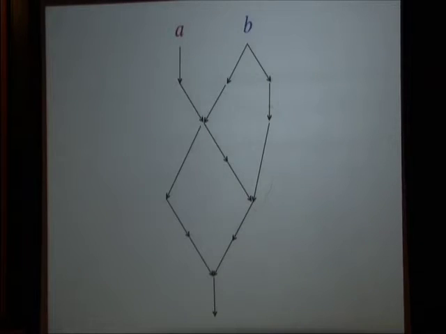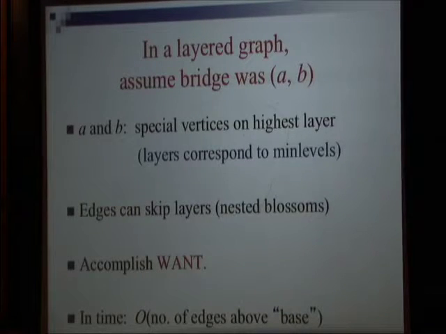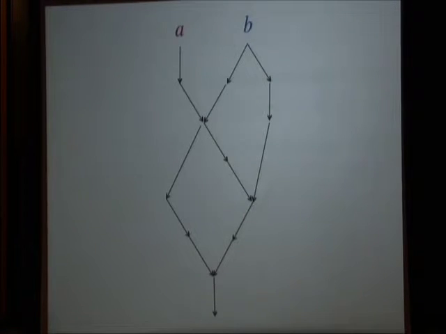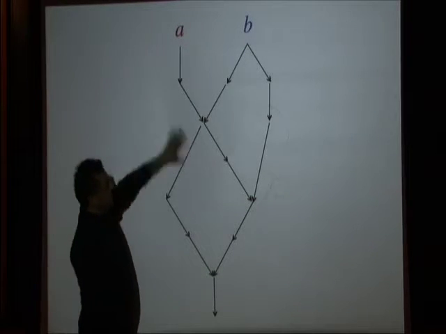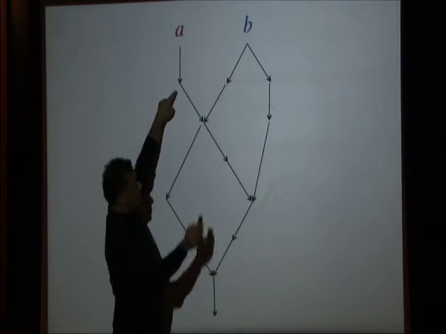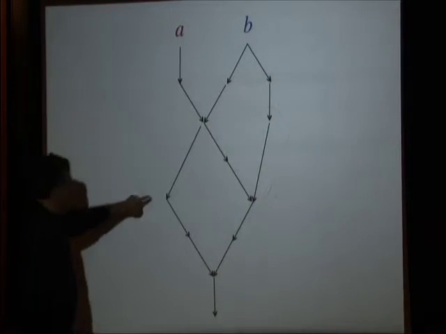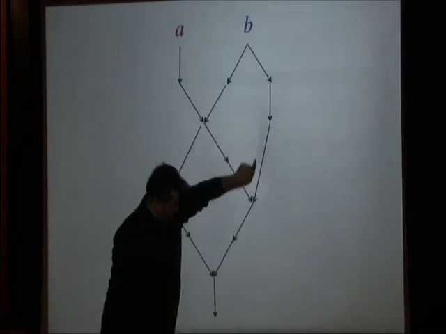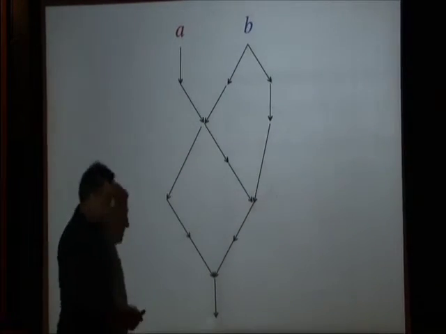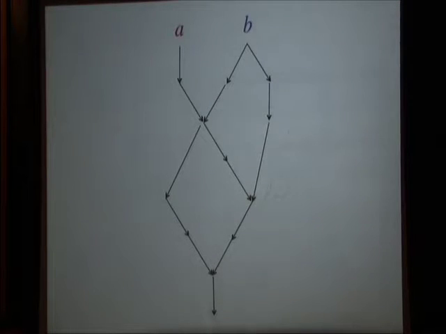So this base is defined with respect to this bridge. Yeah, indeed. Good, yeah. So this is a layered graph, okay? These are two vertices A and B that were the endpoints of the bridge, and these are edges going down. From each vertex, you can see you can go all the way down to the lowest level layer. So here is how the process goes.